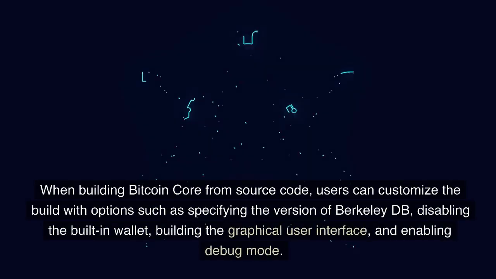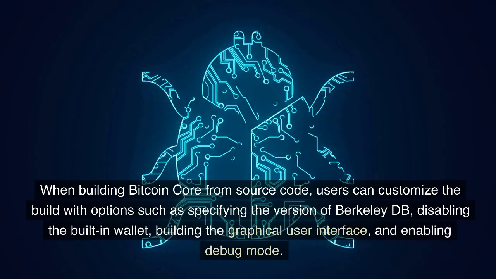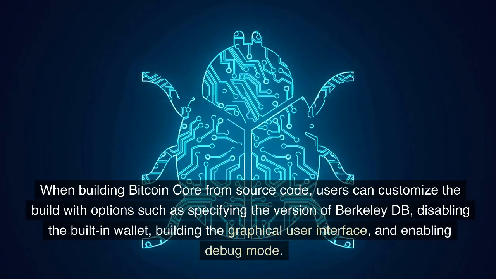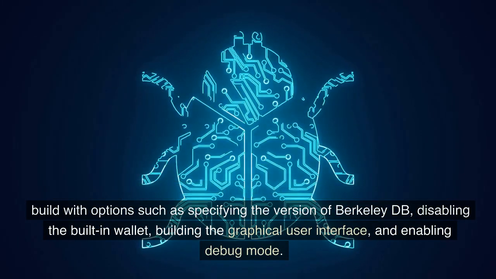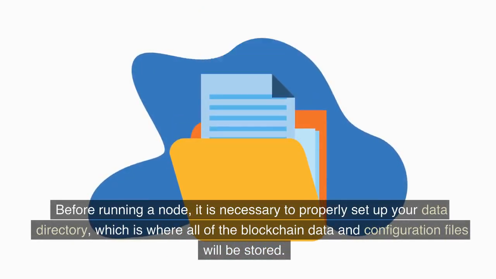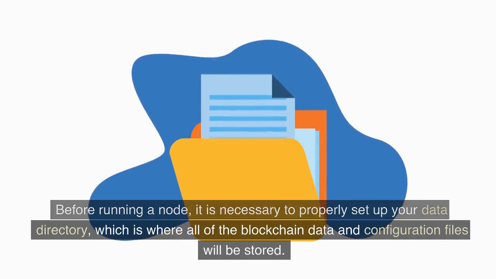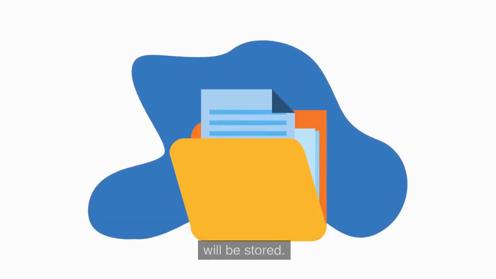When building Bitcoin Core from source code, users can customize the build with options such as specifying the version of Berkeley DB, disabling the built-in wallet, building the graphical user interface, and enabling debug mode. Before running a node, it is necessary to properly set up your data directory, which is where all of the blockchain data and configuration files will be stored.